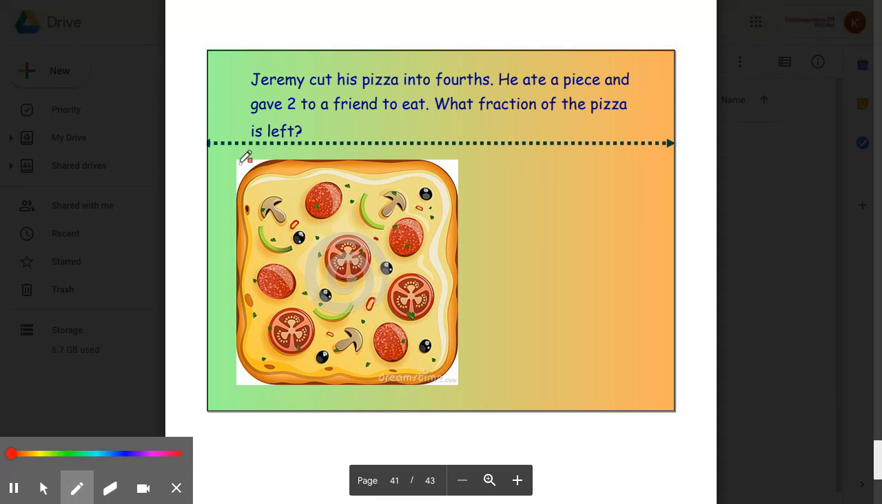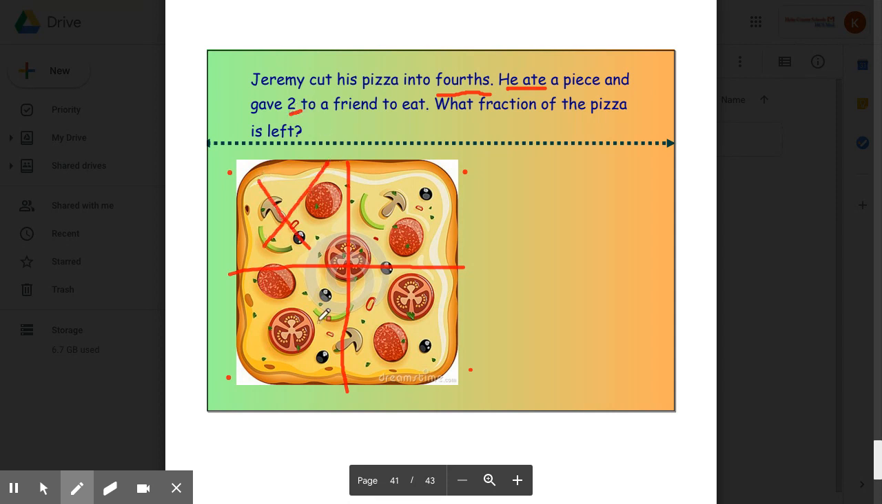Jeremy cut his pizza into fourths. So the first thing I'm going to do is cut my pizza into fourths. Now I have 1, 2, 3, 4 equal parts. He ate a piece and gave 2 to a friend. So Jeremy ate a piece and gave 2 to a friend. Jeremy's piece and 2 he gave away.